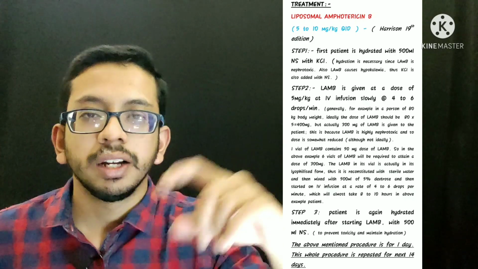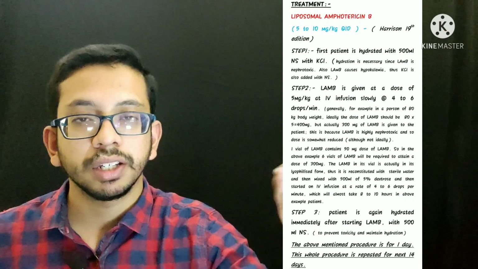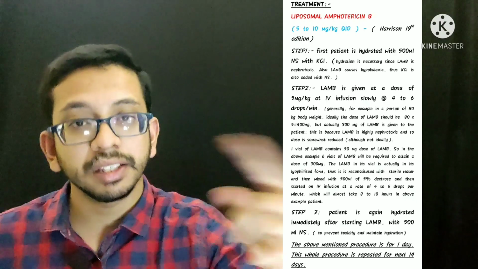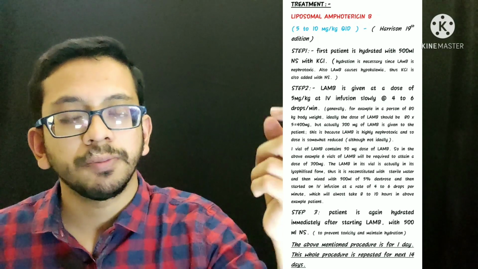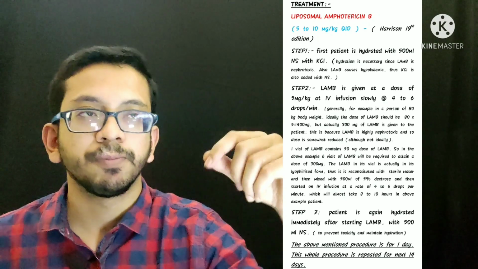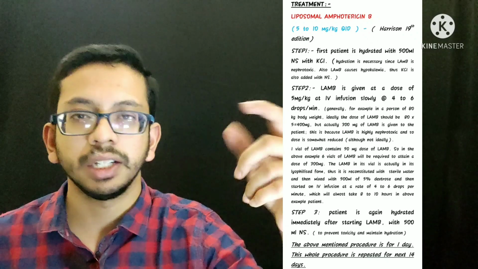Now step 2. LAM is started at a dose of 5 mg per kg. How? IV infusion at the rate of 4 to 6 drops per minute. Now it is very important to understand how LAM infusion is actually started. See, for example, my patient is 80 kg.